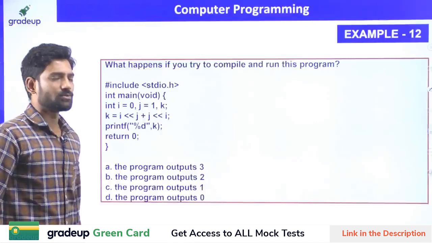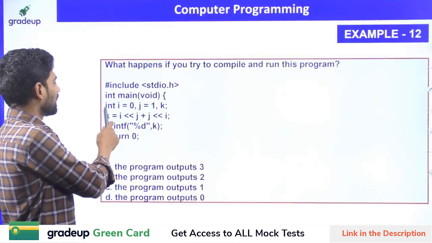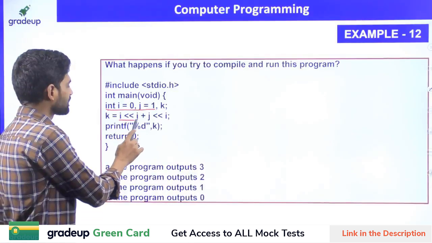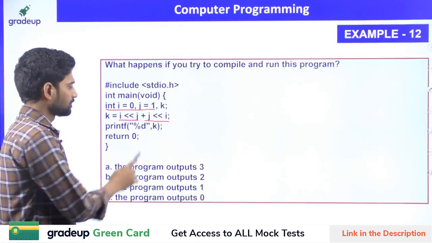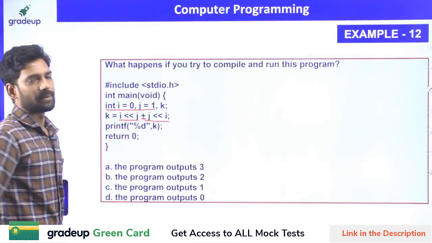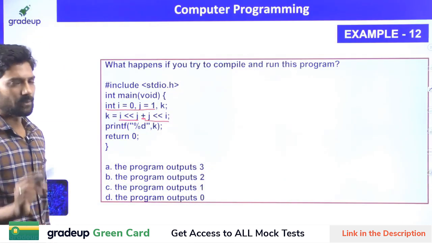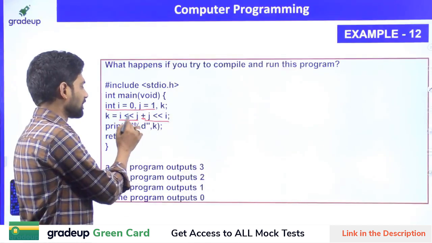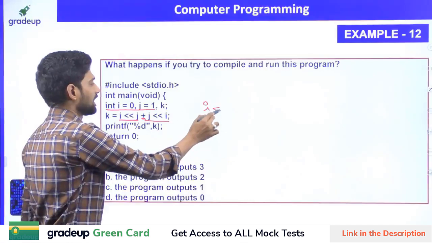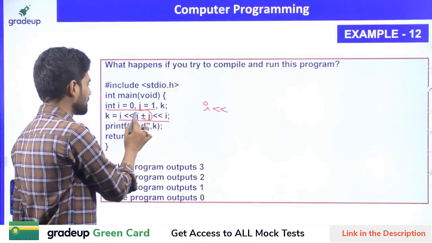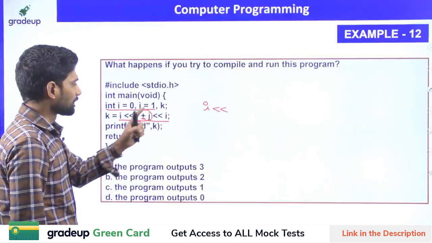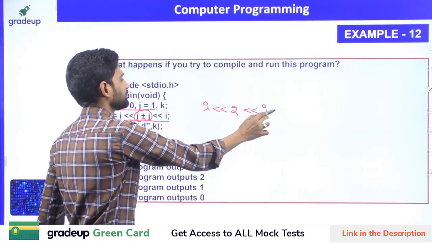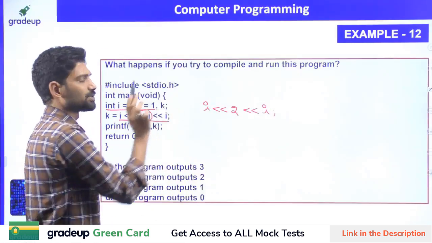What happens if you try to run this program? i is equal to 0, j is equal to 1. i left shift j, j left shift i. There is arithmetic operator. We know arithmetic operator has more priority. So this would be like this: i less than, first j plus j will be evaluated. 1 plus 1, 2, less than i. So this will be converted this way.